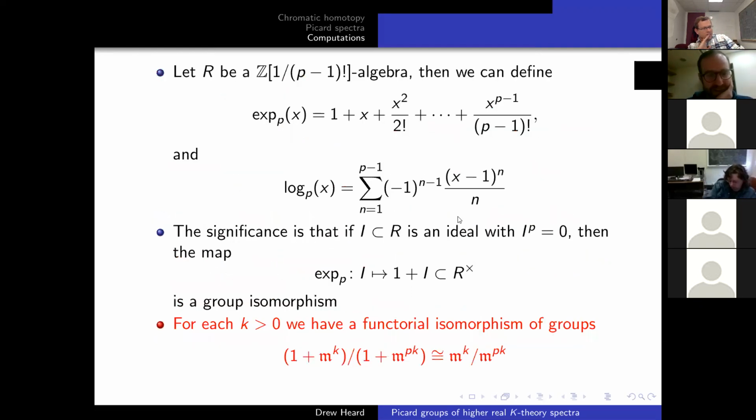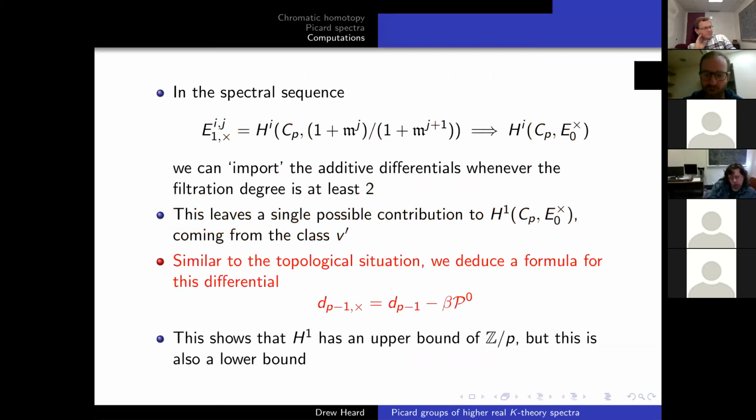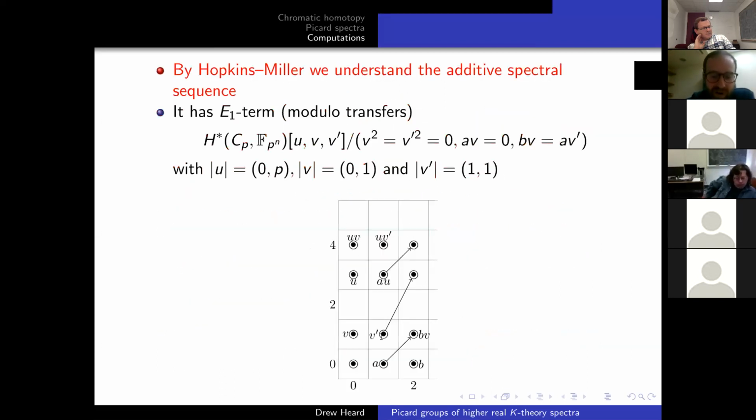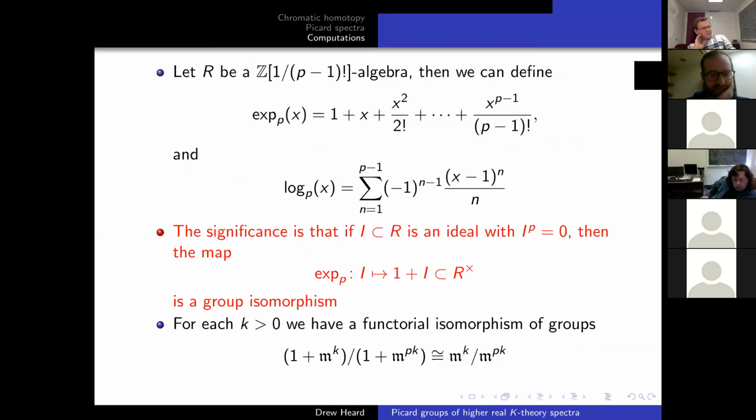I guess it's really boiled down to the fact that studying the failure of this exponential function to actually be a group homomorphism was a key point. But we've got this formula, and this also has the same semi-linearity property as before. And again, it's a very similar analysis, which shows that although this class V prime here started life as an FP to the N, after applying this formula, it can be at most an FP.